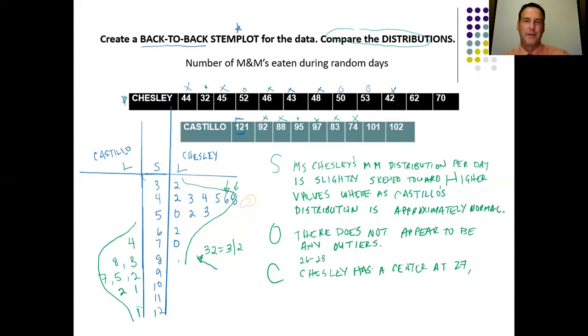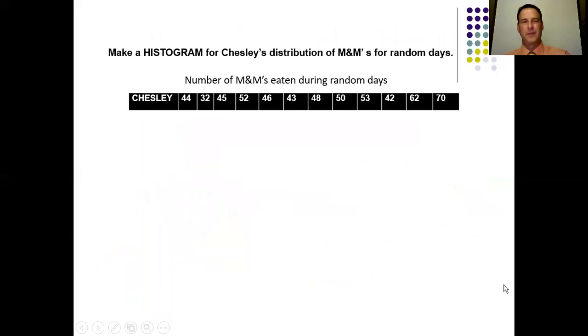And Castillo, let's see, how many has he got? 1, 2, 3, 4, 5, 6, 7, 8, 9. Which means I have 1, 2, 3, 4, 5, 5 in each direction means that 95 is the center here. So Castillo's is actually much higher, at 95.